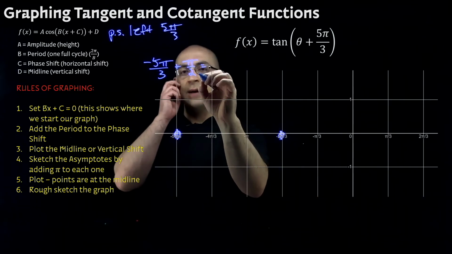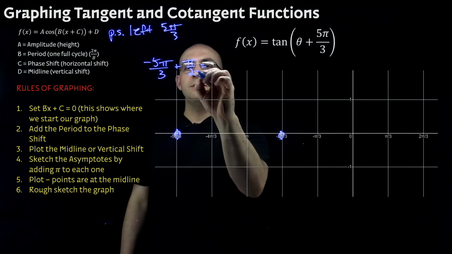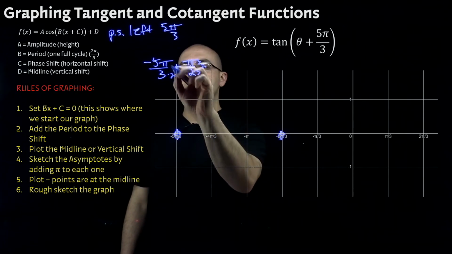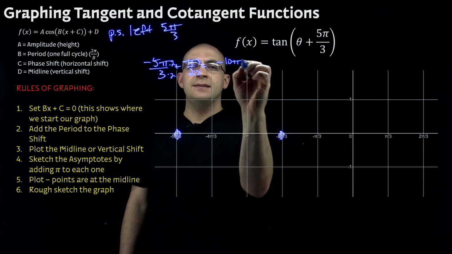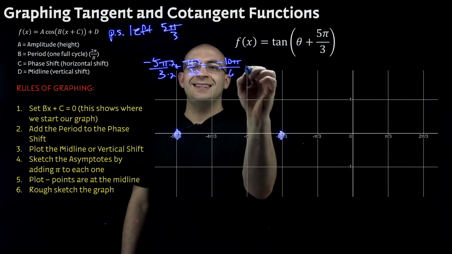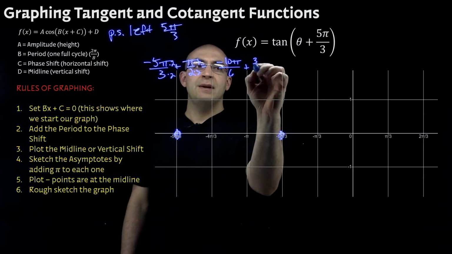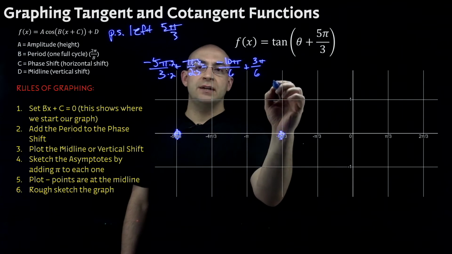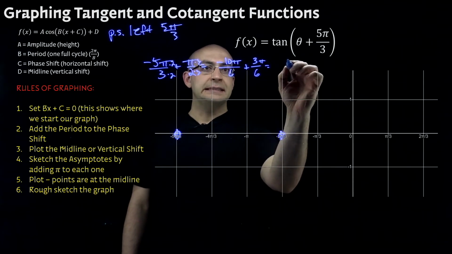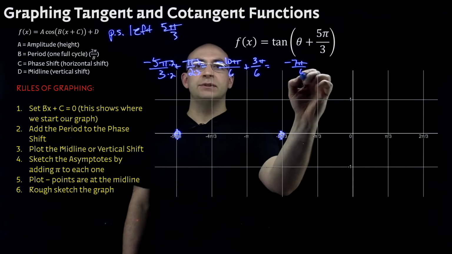Let's get a common denominator. So this is going to be a little messy, right? So we're going to multiply this by 3 and by 3, multiply this by 2 and by 2. So negative 10 pi over 6 plus 3 pi over 6. And that's going to give me negative 7 pi over 6.